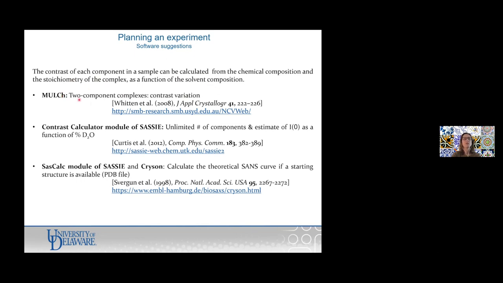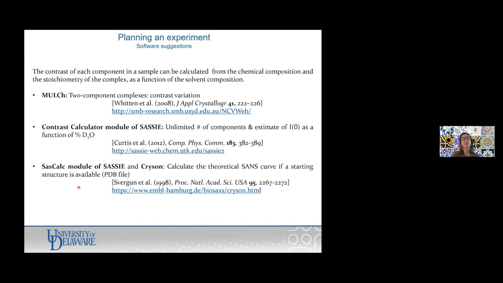Again, these are suggestions, so there are other types and other software that you can use. But if you have a two-component complex, you can use Mulch, for example, and it will calculate the signal that you should expect from the two components. If you have more than two components, you can, for example, use the contrast calculator module of SASSIE, which is another software. I'll leave you the references there, so you can always look them up. So you can investigate an unlimited number of components, and it also gives you the forward scattering intensity as a function of the percentage of D2O, which may also be important information to help you know what concentrations you're going to want to use. And it's also one of the parameters in your Guinier, so it'll help you know what to expect.